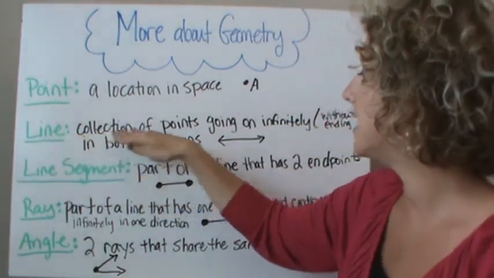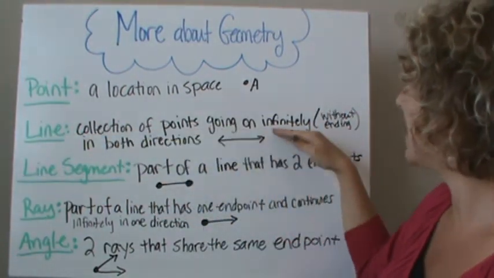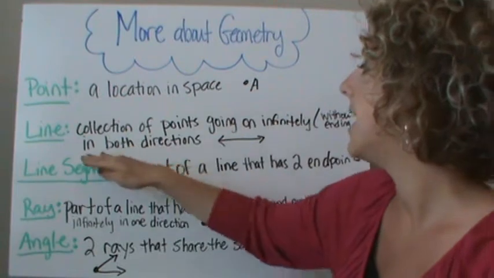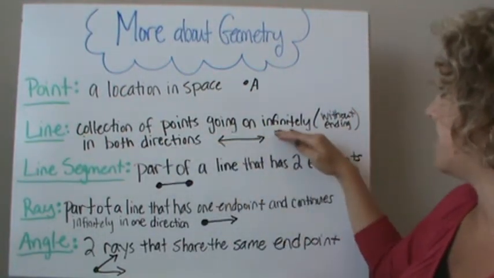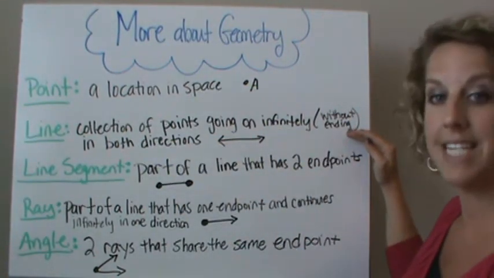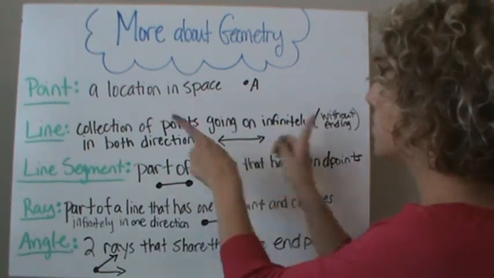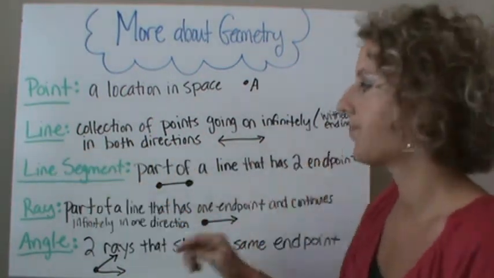A line is a collection of points going on infinitely in both directions. Infinitely means it goes without ending. So a line goes on forever and ever and ever.